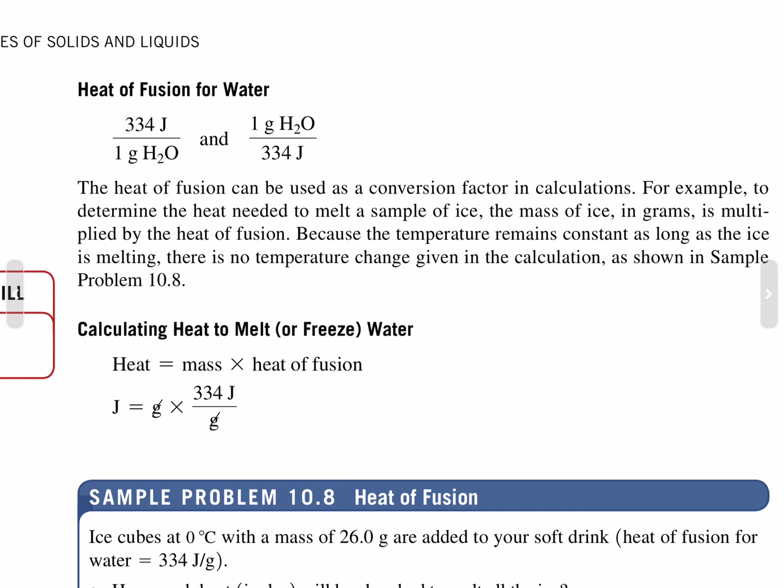Calculating heat to melt or freeze water. Heat equals the mass times the heat of fusion. So joules equals grams times 334 joules per gram. Grams cancel, and so the heat will be equal to the heat of fusion.